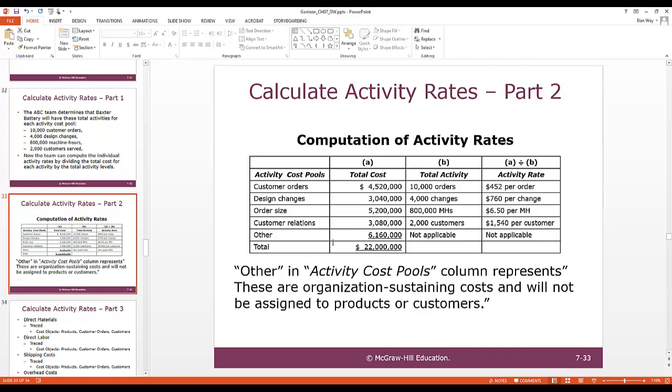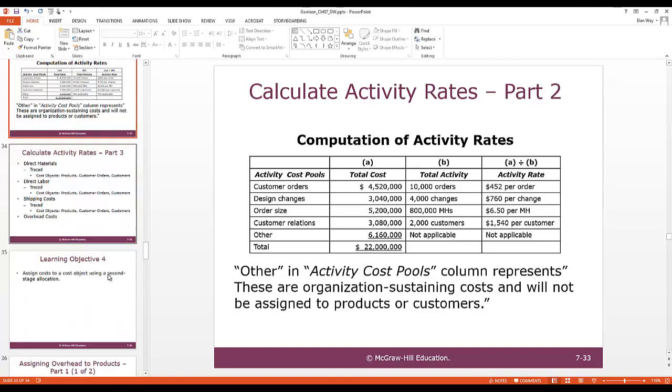And then just a quick note here, we don't have an activity rate for our other cost pool because, again, those organization sustaining costs, we said, well, we can't assign those to products or customers, so we don't need an activity base for allocation, and we're not going to have an activity rate as a result.